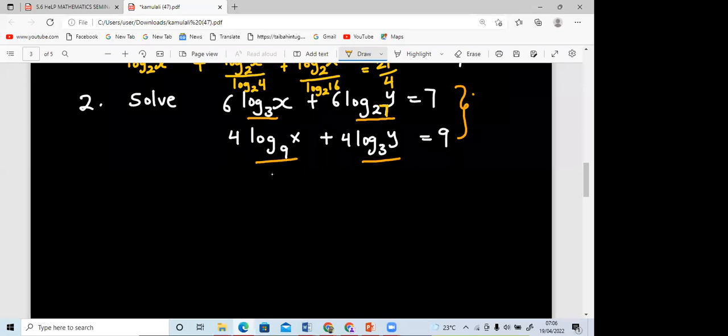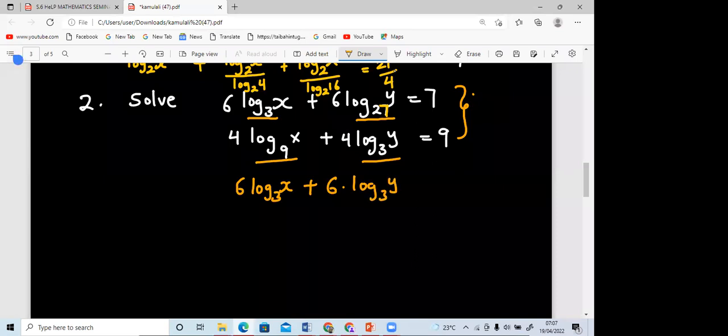Yes, Jimia. Okay. So I'm going to start. I will say 6 log of x plus. I'm going to convert this into log of base 3. So I can write 6 times log 3 of y over log 3 of 27. I'm writing the same base. This one should give me 7.